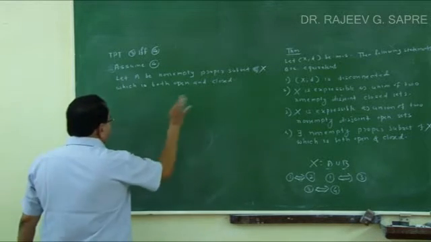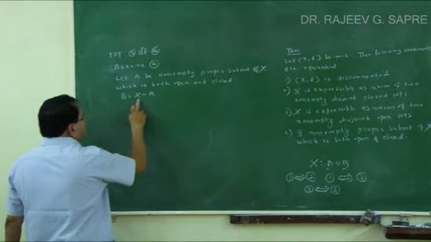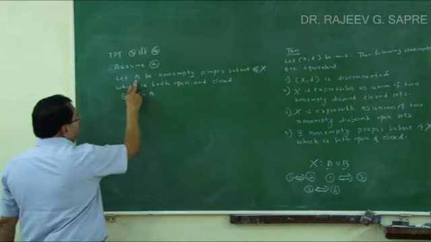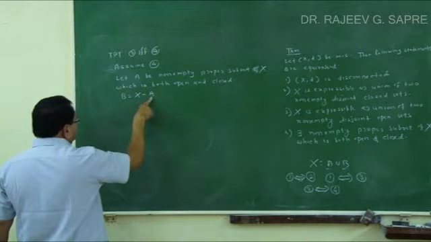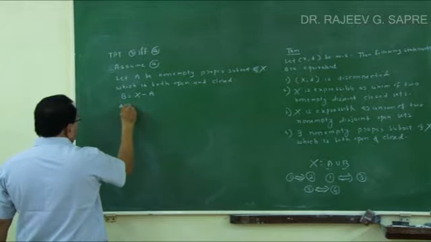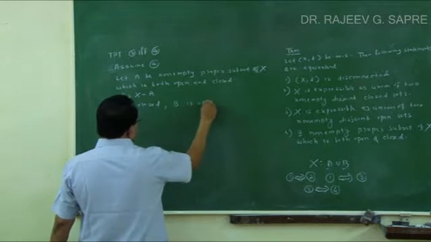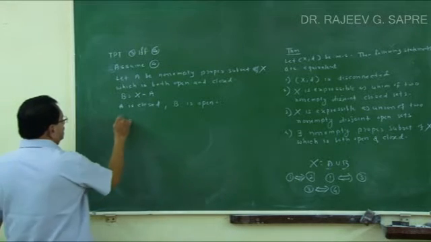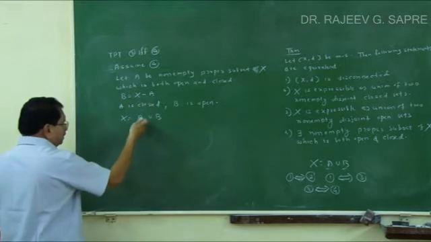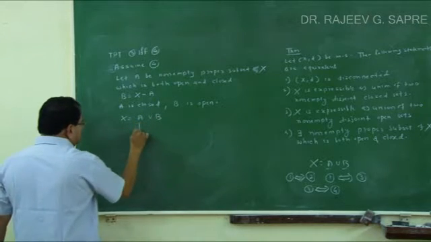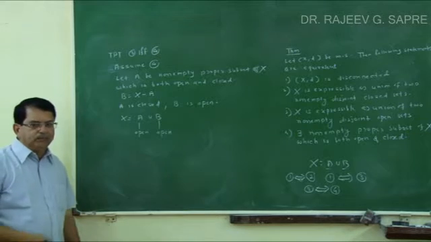Okay. Now when this is there, what I can do is take B equal to X minus A, so the complement of A. Now what is given to you? A is both open and closed. Suppose I take A is closed, then what is B? B is open. And immediately I can see that X is equal to A union B, because B is nothing but the complement of A. So A is an open set, and B is also open.